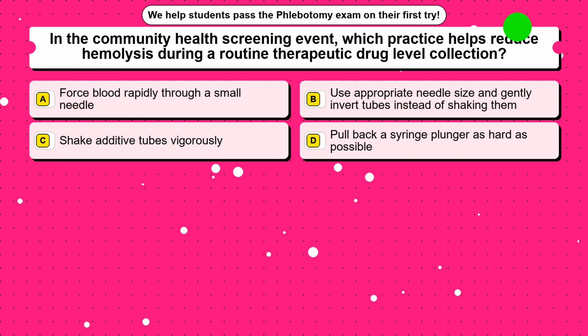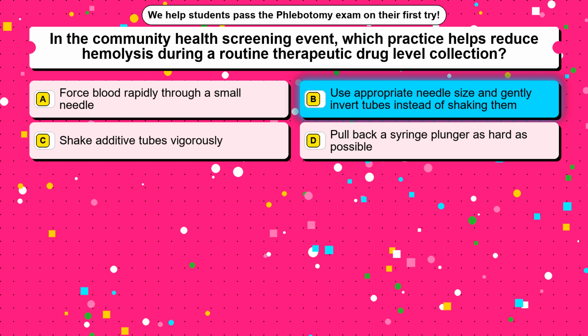Question 57. In the community health screening event, which practice helps reduce hemolysis during a routine therapeutic drug level collection? Option A: force blood rapidly through a small needle. Option B: use appropriate needle size and gently invert tubes instead of shaking them. Option C: shake additive tubes vigorously. Option D: pull back a syringe plunger as hard as possible.